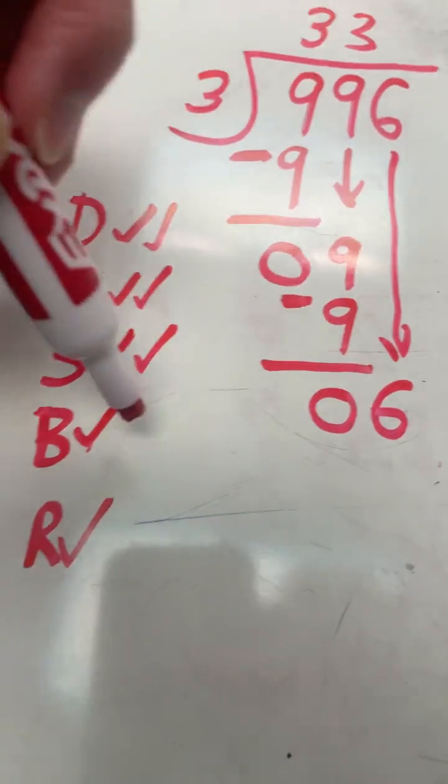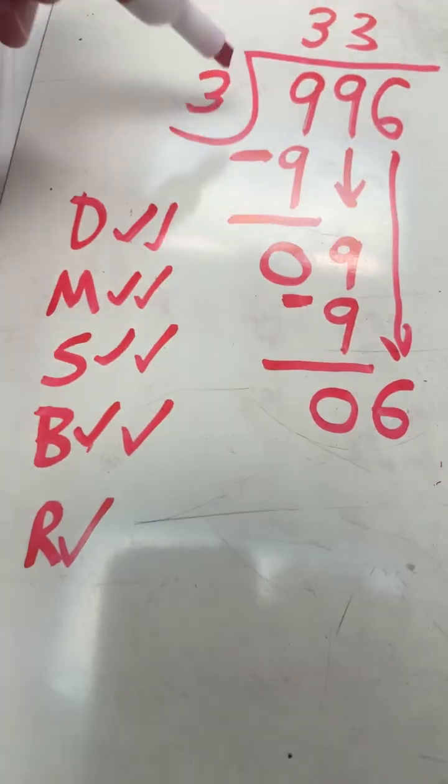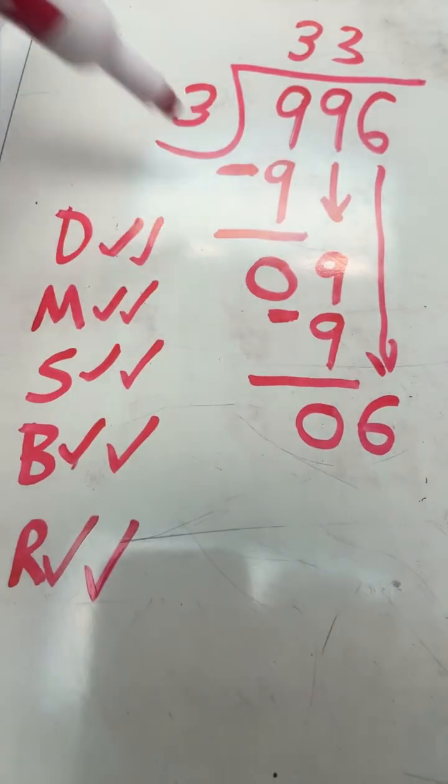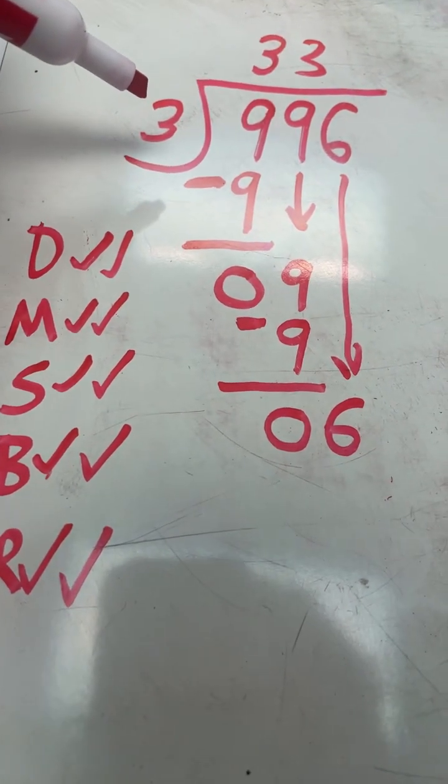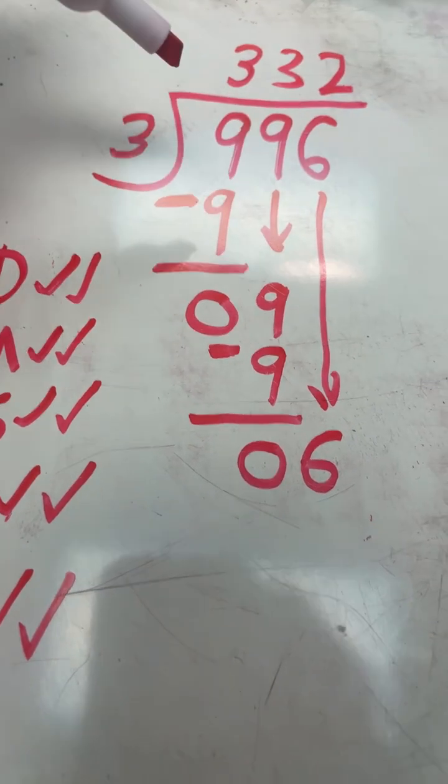Last step is we bring down. Now we're going to repeat the first step and we're going to do 6 divided by 3. 6 divided by 3 equals 2.